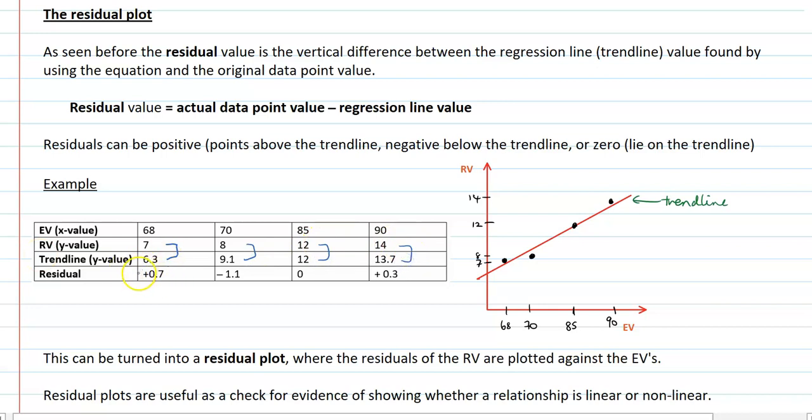If it's above the trend line, it's a positive value. So you can see this one correlates with the first value, and the point itself is above the trend line with a residual of positive 0.7. If I look at the second point, that one's below the trend line, so when I look at these values, it has a residual of negative 1.1. This third point lies on the trend line, so it has a residual of 0.